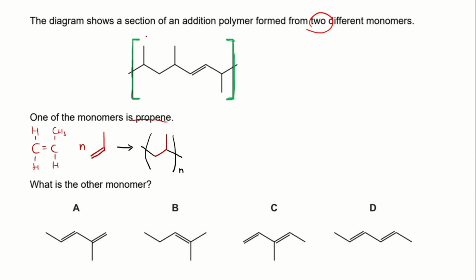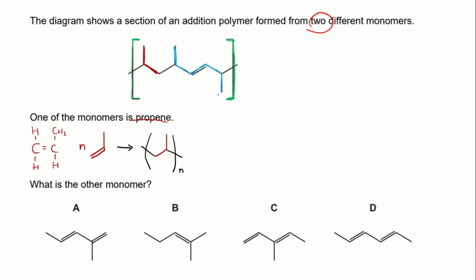polymer in the question, I can see that this part, which I colored in red, came from the propene monomer. The two dangling bonds are where the monomer residue of propene is bonded to other monomer residues. So now I am going to color the part which came from the other monomer. So the part in blue came from the other monomer.